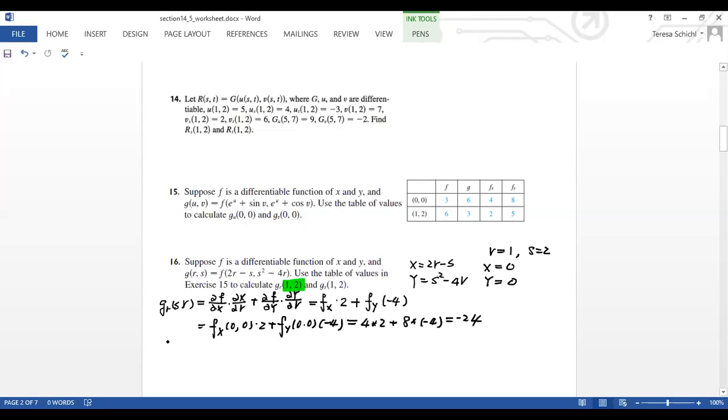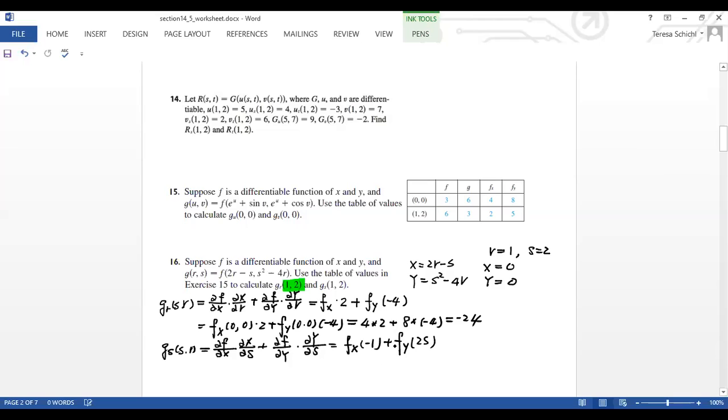Okay, let's do one more, for g_s. It's the same thing. So it's ∂f/∂x times ∂x/∂s, plus ∂f/∂y times ∂y/∂s. The first is the partial for x, then ∂x/∂s is -1. Then plus the partial for y, and ∂y/∂s is 2s, right?